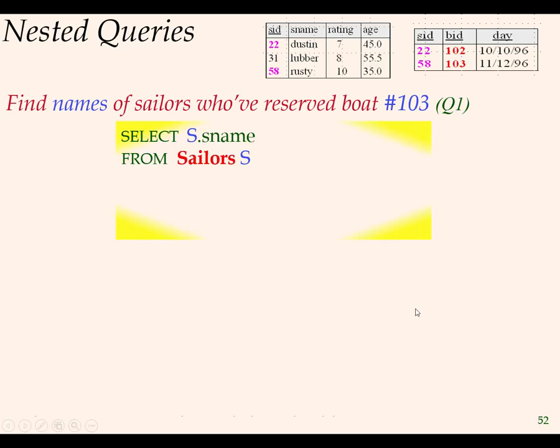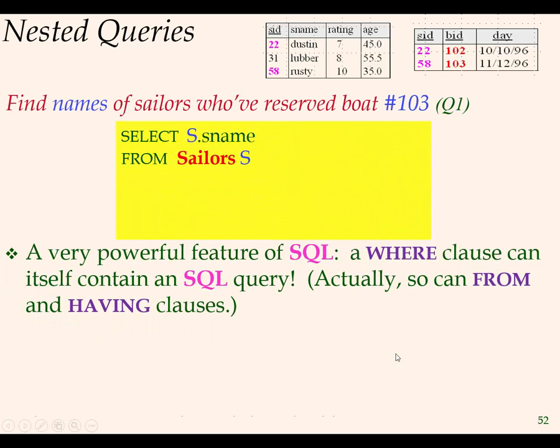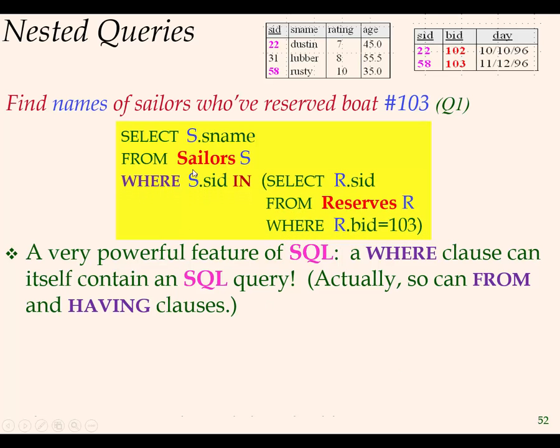But again, the inner query is going to be done first, and let's look at that. So here's my where. So this will be executed first. So I'm going to select RSID from reserves where boat ID is 103. Right here, I come up with 58. And then I'm going to use 58 in this other table and return the name. So first I'm going to do the inner one, return the SID 58, and then I'm going to execute this query and use 58 and grab the name for it.